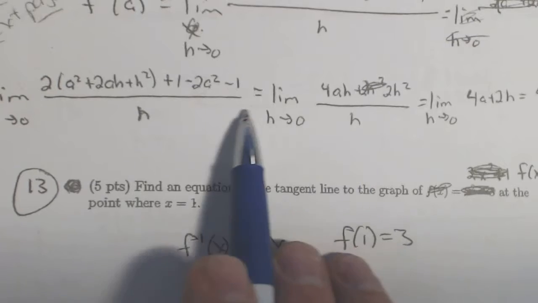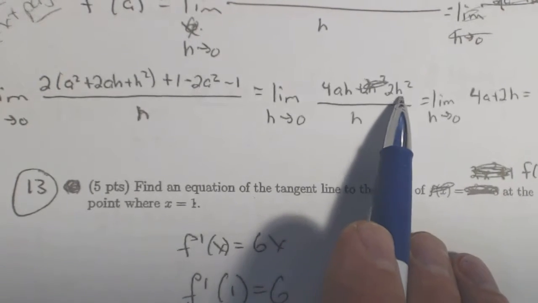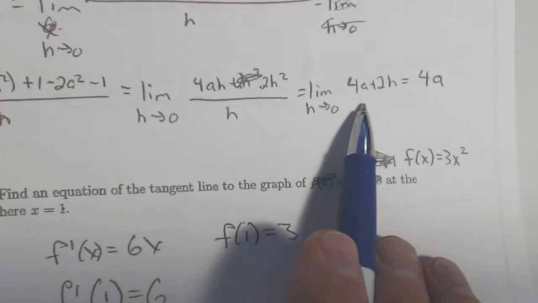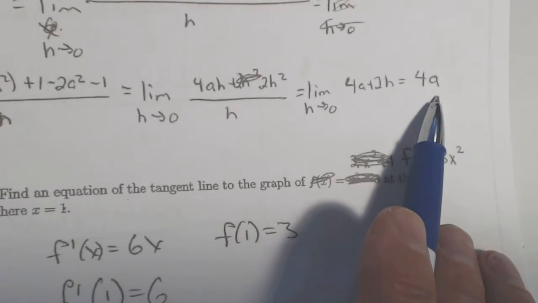Now I divided by h still, but notice now every term has a power of h, so you take one out, and now you're here. Now you can put 0 in for h, and your answer is 4a.